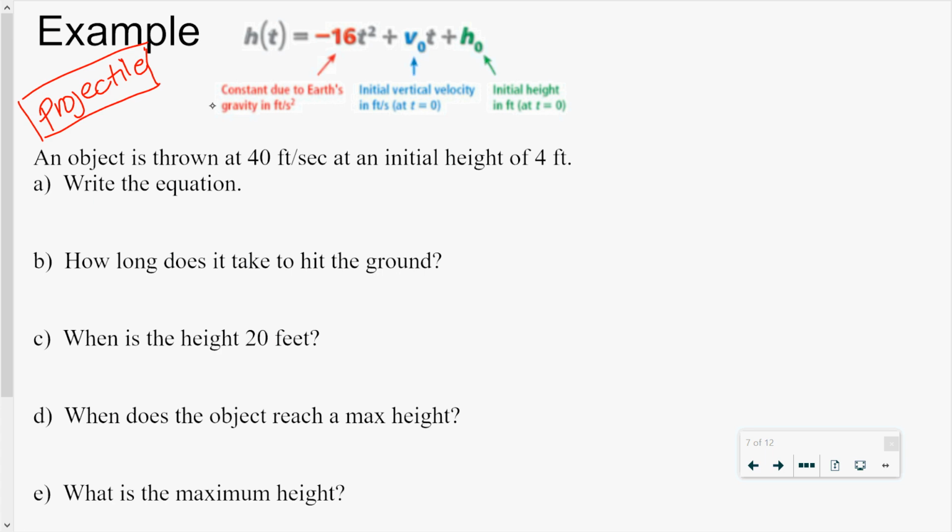Projectile. So we are given the formula -16 t squared plus vt plus s. I just called the h in this one. Initial height, velocity, right? -16 is a constant.